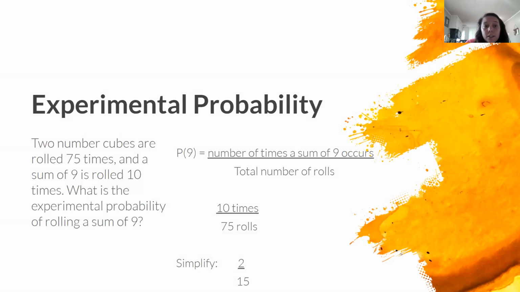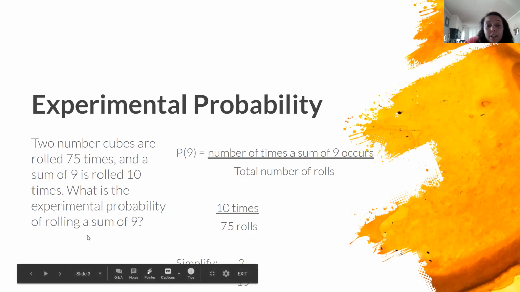The first question says that 2 number cubes are rolled 75 times and a sum of 9 is rolled 10 times. What is the experimental probability of rolling a sum of 9? So this is different from what we've been doing as far as trying to find out how many combinations there are, or the patterns, or the permutations. So this is actually a little bit easier if you're pulling the correct information from the problem. So if you're reading the question, it says, what is the experimental probability? So this is what actually happened in the situation. And it's asking what actually happened when you rolled a sum of 9.